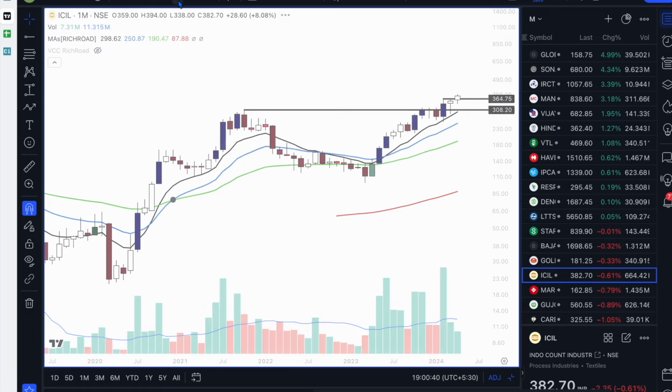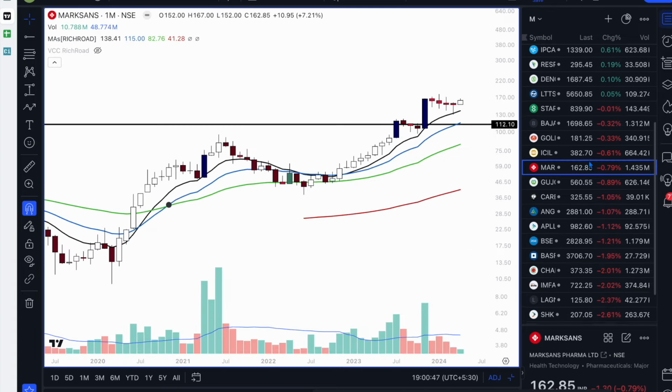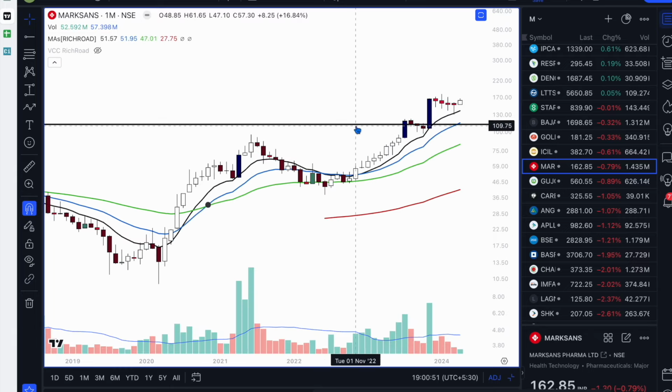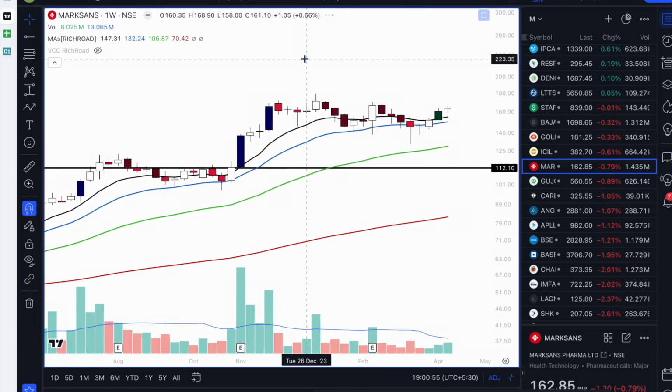ICIL, I think, has done pretty brilliantly well, and gave us good trading opportunities to participate in the move. Markson is a pretty brilliant example. There is a breakout, the black line being the 10 moving average. How does the weekly look? Let's see that.